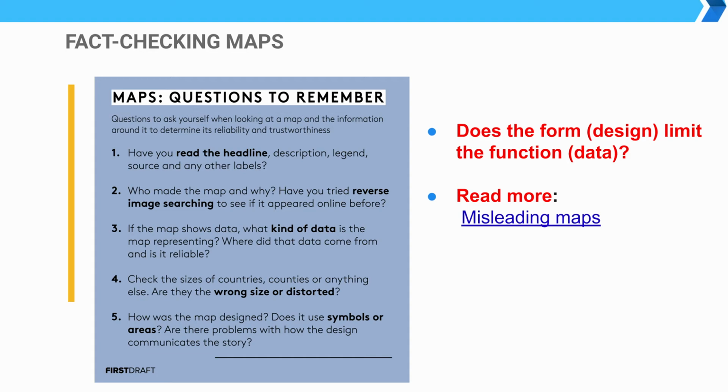Who made the map and why? You can always reverse image search a static map. The Google Maps you can't, but you always question who made it. That's why you should always have your credit on there at the end of the description. It gives it credibility. If the map shows data, what kind of data is it representing? Can you download it and look at it? Is anything distorted or the wrong size? Is it misrepresenting something? How's it designed? Is it using symbols or areas? And is there any problem with how that's communicating the story?